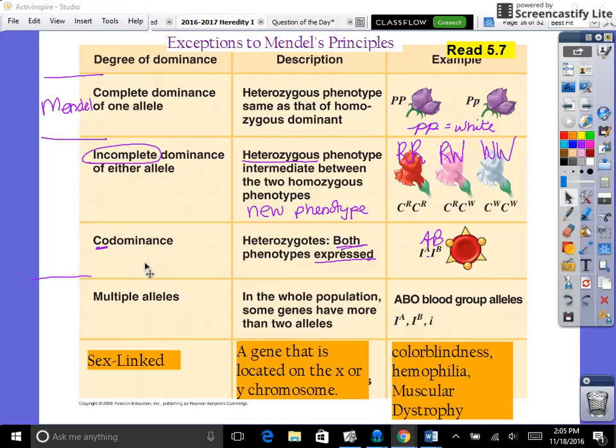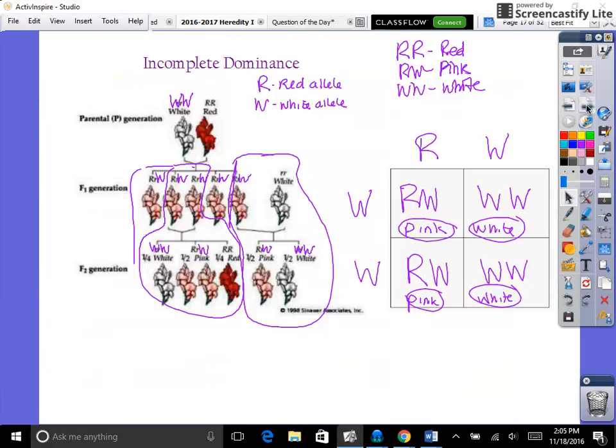We talked about codominance, and you think of co-captains on a team, they're sharing a role. In the heterozygous, both phenotypes are expressed. This is an example of the AB blood group in which both antigens are present on a red blood cell. All right, we will get to multiple alleles and sex-linked in a future lesson. I'm going to just show the examples that we talked about in class today that go in your note packets.